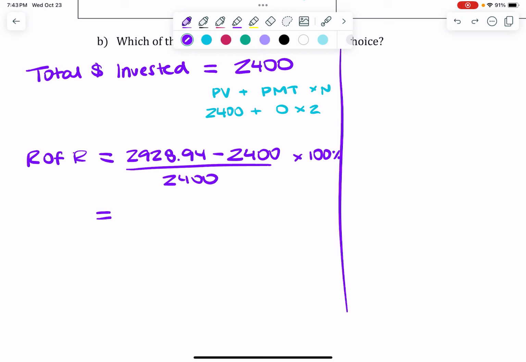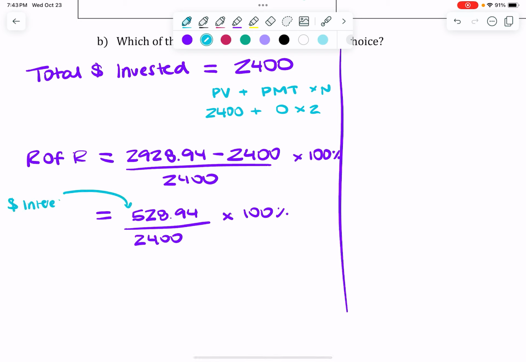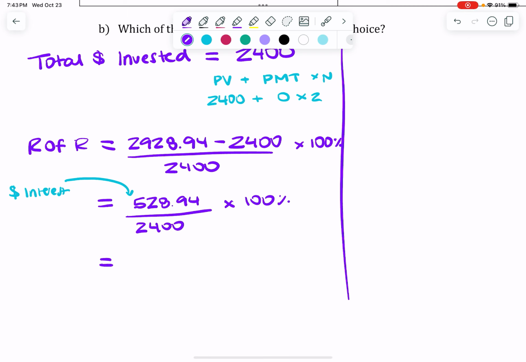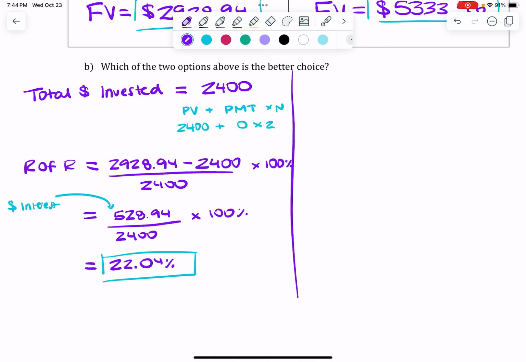But I'm going to plug it in a little bit at a time, just to remind you that that calculated numerator is my dollar amount of interest earned, right? So if I did ask about the dollar amount of interest, that numerator of my rate of return formula is in fact that value. Okay, that's why I wanted to plug it in step by step, but I should get 22.04% if I round to 2 decimals. Okay, the next one.